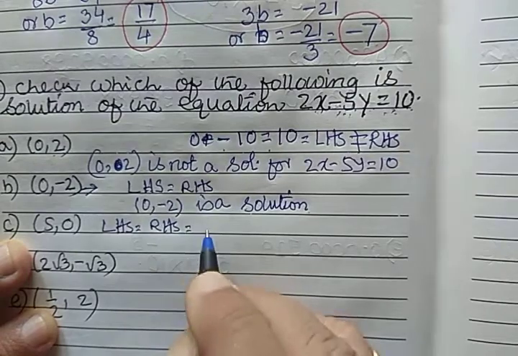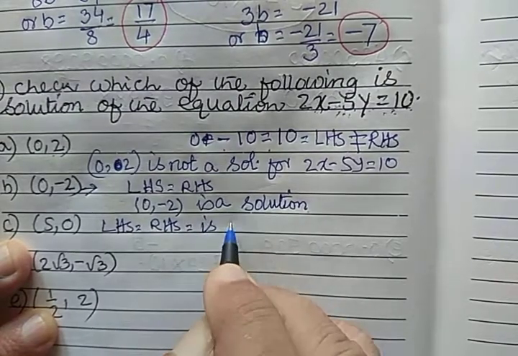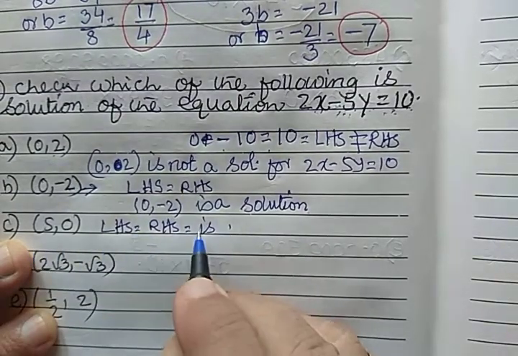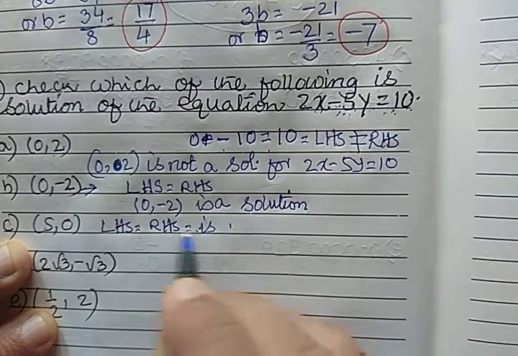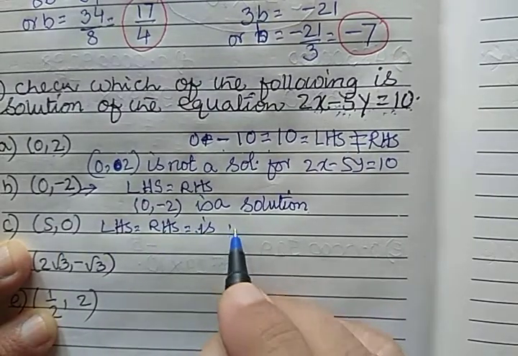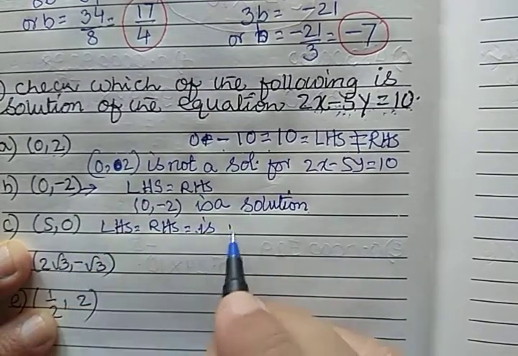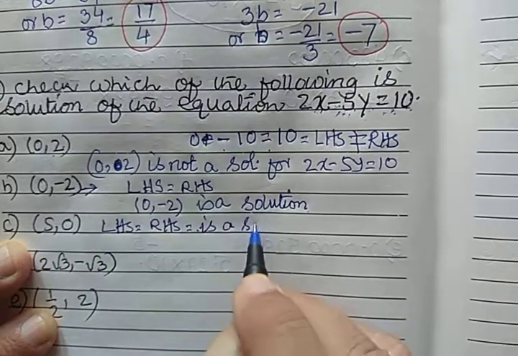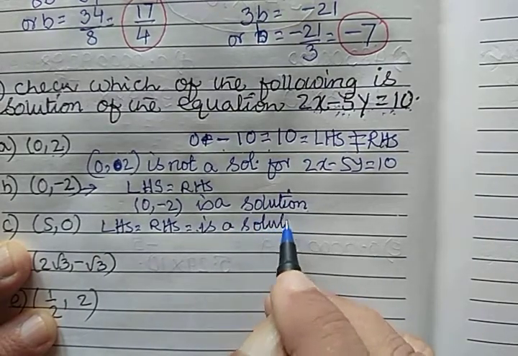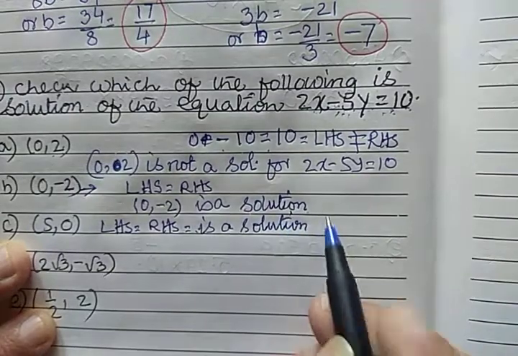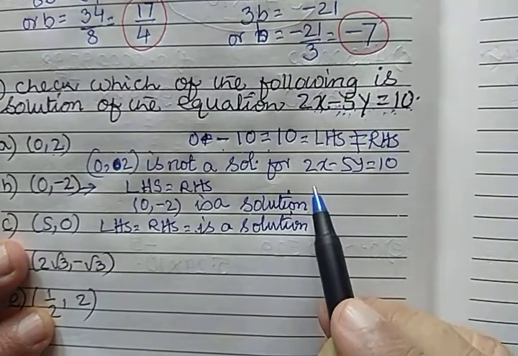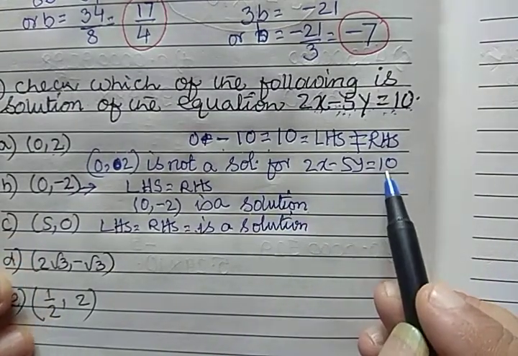So what happened is a solution. What is a solution? (5, 0). (5, 0) is a solution of the equation 2x - 5y = 10.